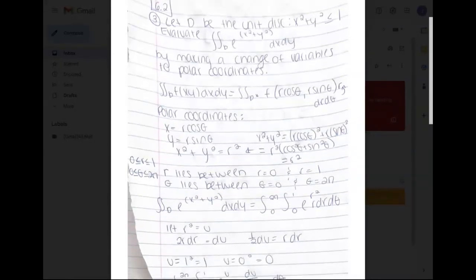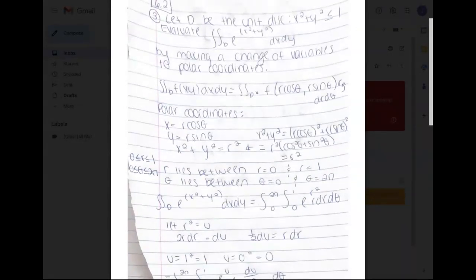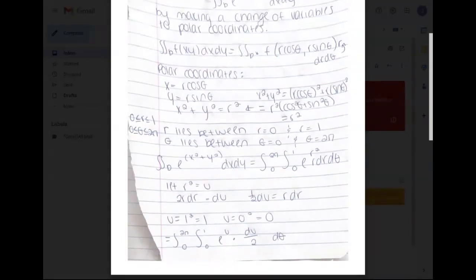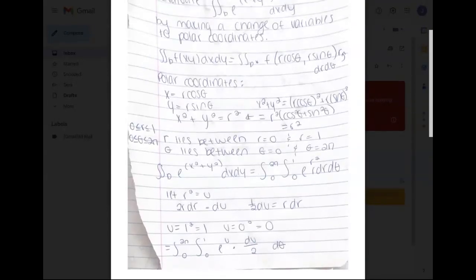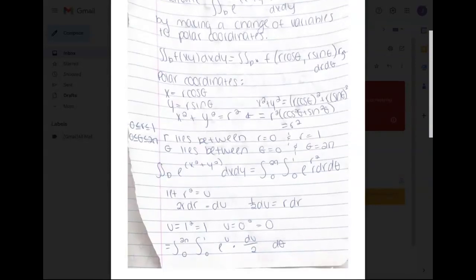So I did 6.2, question number 3. It says, let D be the unit disk, x squared plus y squared is less than or equal to 1. Evaluate the double integral of e to the x squared plus y squared dx dy by making a change of variables to polar coordinates. So x is equal to r cosine theta, y is equal to r sine theta, and then x squared plus y squared is equal to r squared, and then we know that r lies between 0 and 1 because of our disk, and then theta lies between 0 and 2 pi.